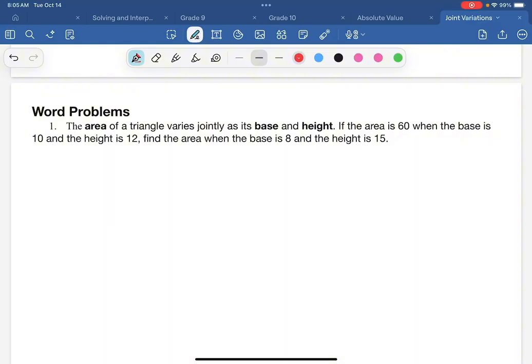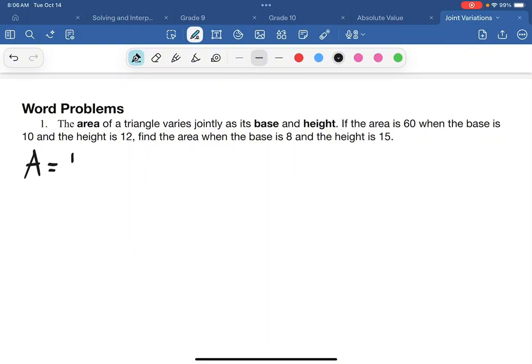This time, let's have some word problems. Now here, the area of a triangle varies jointly as its base and height. So if we're just gonna base it purely on joint variation, we could just write here area varies jointly, k, and then base times height.